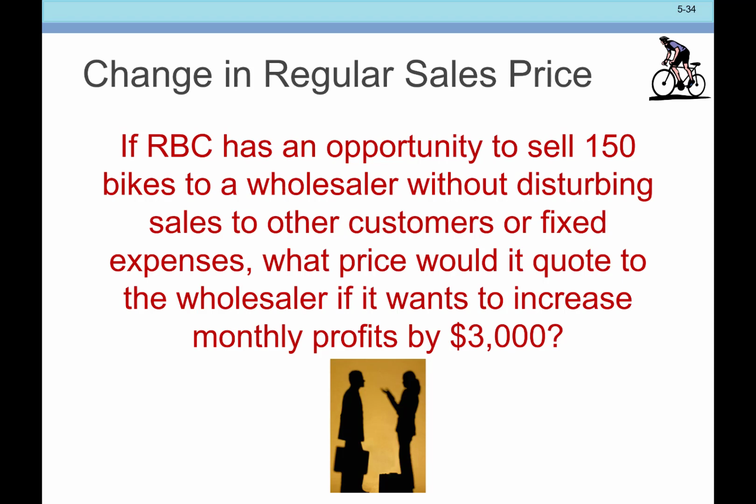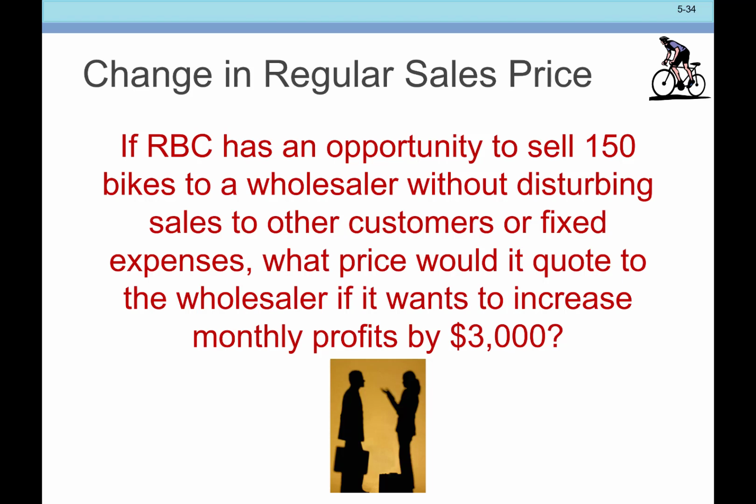So what's happening here? Have we already covered our fixed costs? It says it won't affect fixed expenses. We're assuming we've already covered that then, right? So we're covered on our fixed costs. And this person wants to come in and order 150 bikes. And we're thinking, okay, great. We've already covered our fixed costs. We've already made our target profit. We have what? Excess factory capacity.